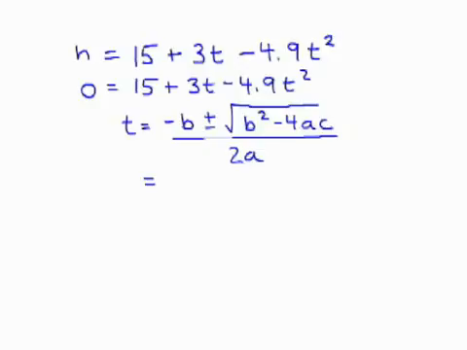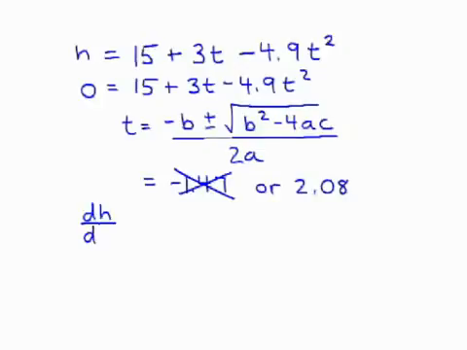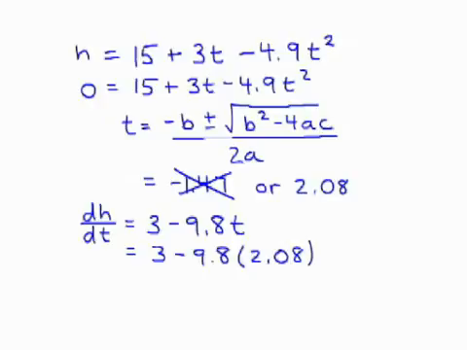And we obtain two solutions, negative 1.47 or 2.08. Well, obviously the 2.08 is the correct answer. So then we want to take that particular time and we want to find the velocity at that time. Well, the velocity is dh/dt, and we had already worked that out in previous questions, and it was equal to 3 minus 9.8t, and then we just simply substitute in our given time, 2.08, and we obtain the velocity of the ball when it strikes the ground, which in this case is negative 17.38 meters per second.